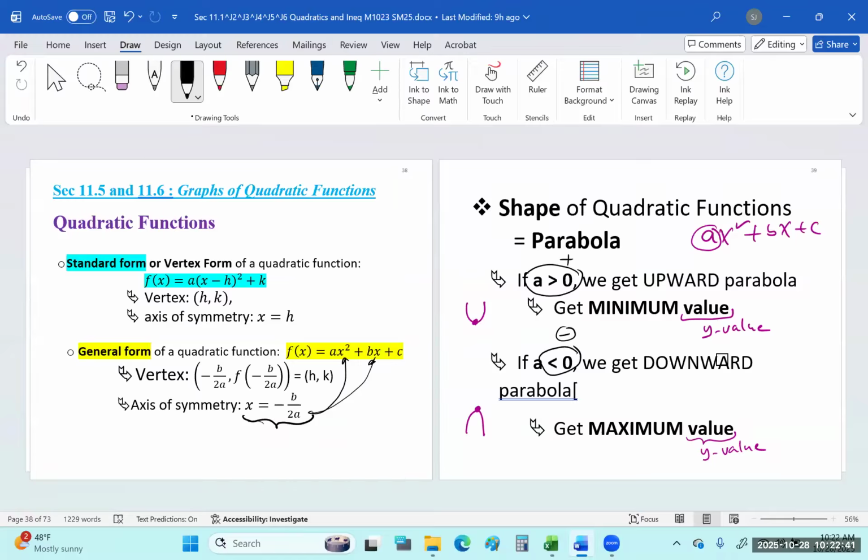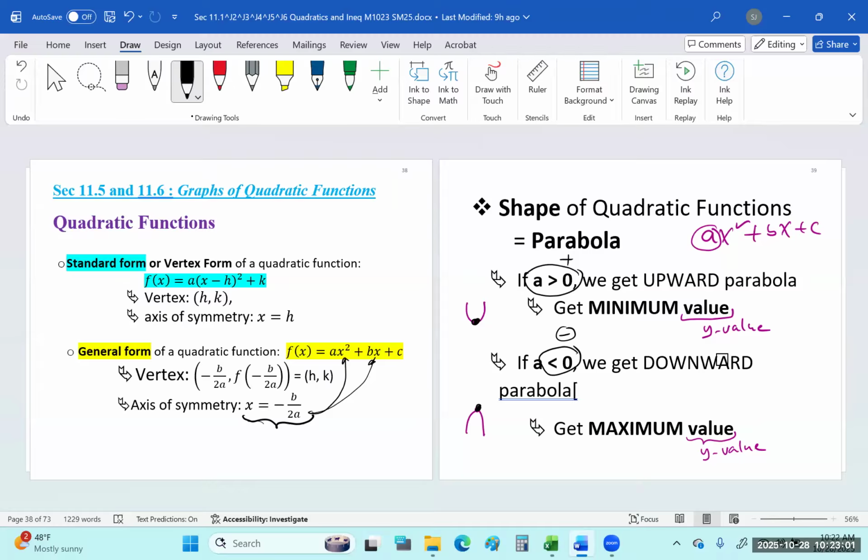And when you have an upward parabola, that means you have the minimum, the lowest point in the parabola. So we get a minimum. But if you have an upside down parabola, we have a highest point in the graph. So it's the maximum of the parabola.